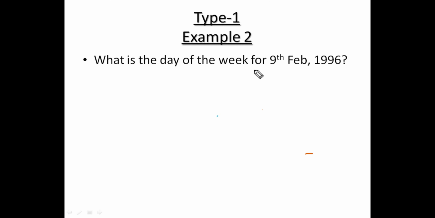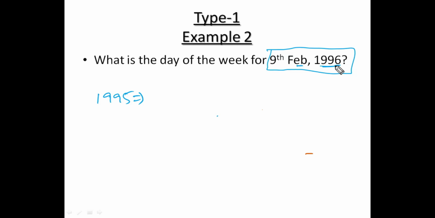What is the day of the week for 9th February 1996? To solve this question in the standard method, we have to split this date into two parts. One is the year, so we take 1996. How many completed years are there? The 96th year is not completed, we are in February of 1996. So 1995 years are completed. Take 1995.